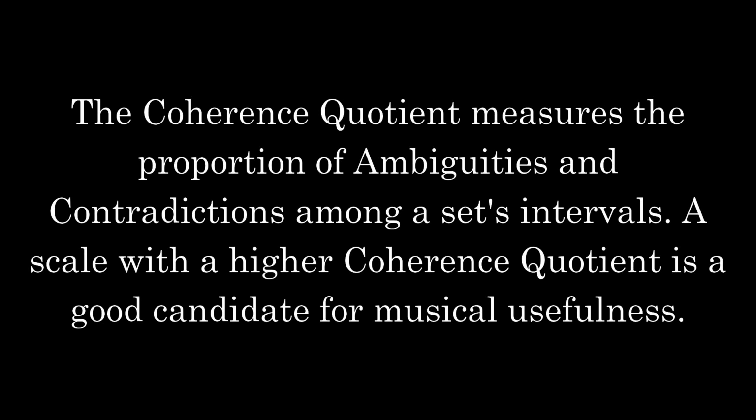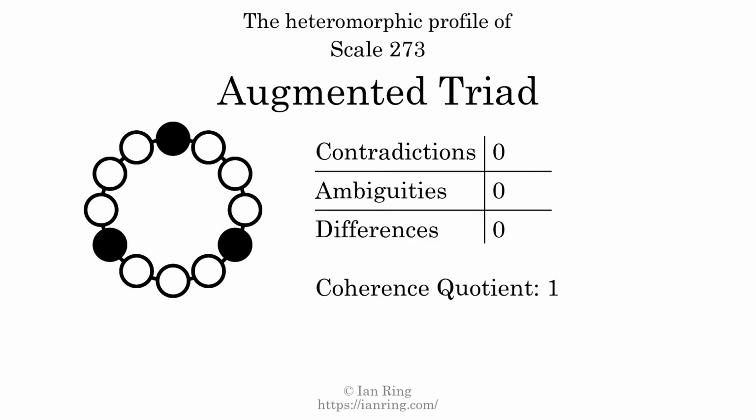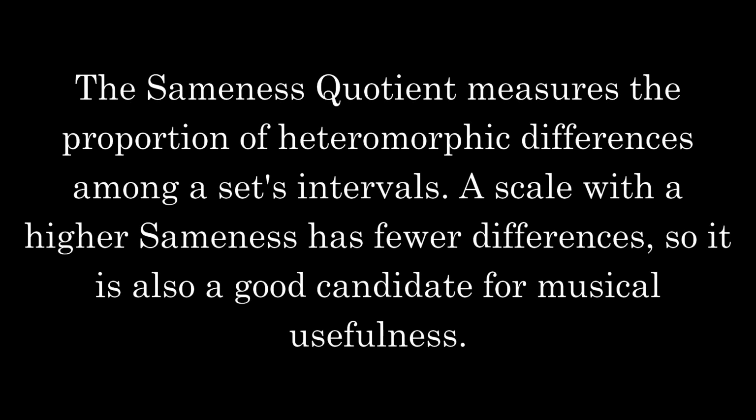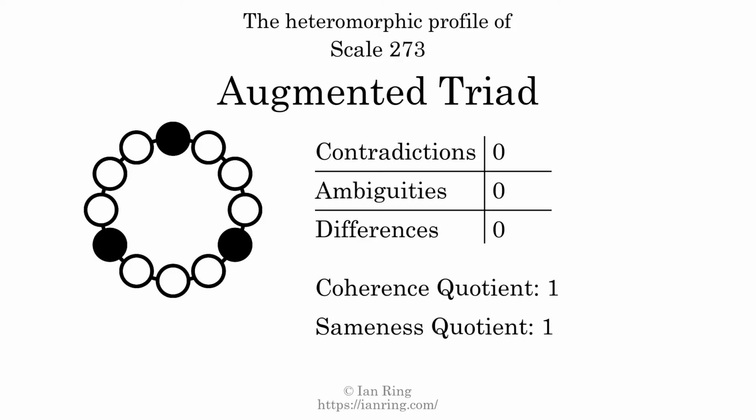The coherence quotient measures the proportion of ambiguities and contradictions among a set's intervals. A scale with a higher coherence quotient is a good candidate for musical usefulness. The coherence quotient is 1. The sameness quotient measures the proportion of heteromorphic differences among a set's intervals. A scale with a higher sameness has fewer differences, so it is also a good candidate for musical usefulness. The sameness quotient is 1.